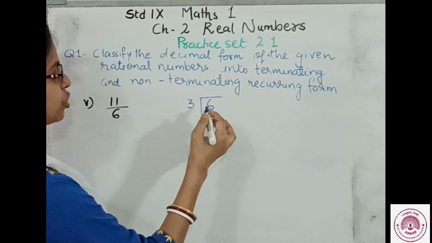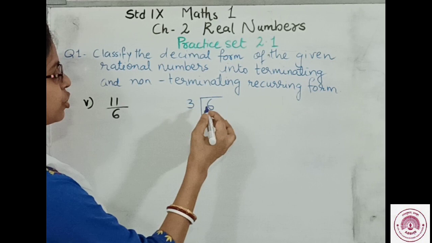Let's see the second question. Write the following rational numbers in decimal form. That is, we have to convert this rational number into its decimal form. The first one is 127 upon 200. To convert this into decimal form, we have to simply divide it. So let's divide 127 by 200.